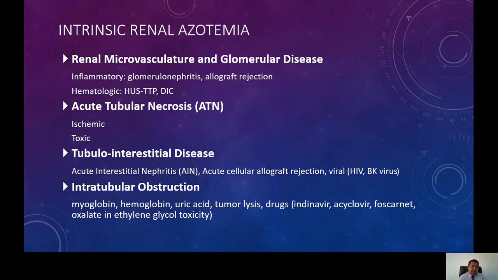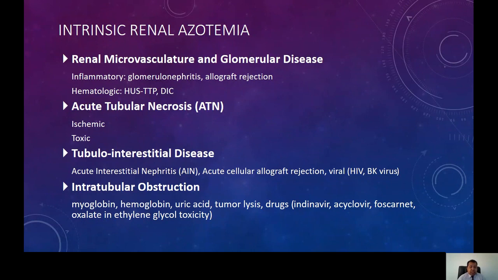If you identify it in stage 1, we can reverse it and prevent them from going into acute tubular necrosis. That's why I mentioned earlier, identifying in stage 1 is very, very important when you are managing children in a critical care setting. Tubular interstitial disease is another cause. Some children have acute interstitial nephritis, and they can have allograft rejection, and viral illnesses like HIV and BK virus can also cause tubular interstitial disease.